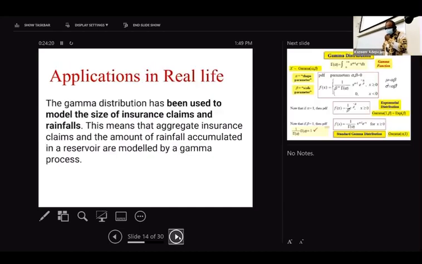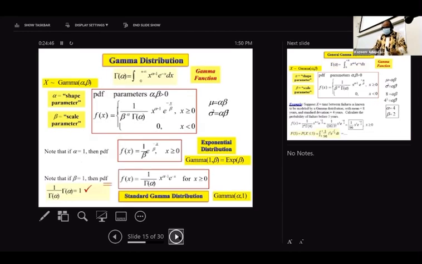I want to tell you particularly in real life, we use gamma distribution to model the size of insurance claims, and the amount of rainfall, particularly the cumulative amount of rainfall, can actually be modeled by gamma distribution. So those are the real life practical applications. I want to show you the structure of the gamma distribution right now, but for us, I want to start with a gamma function.